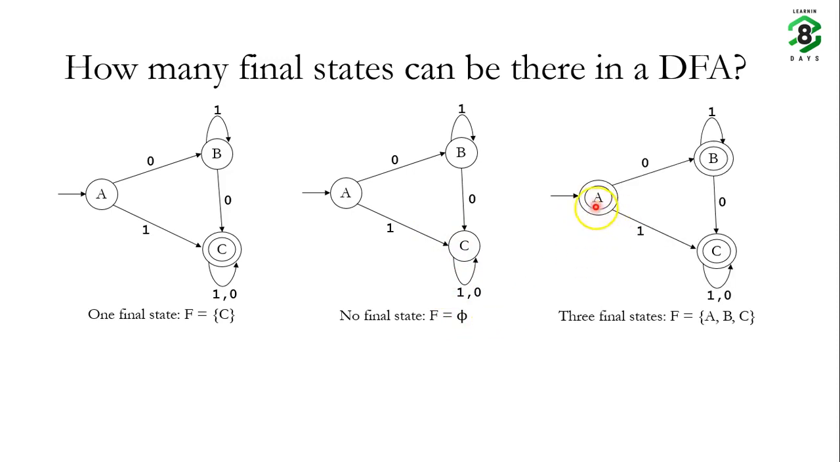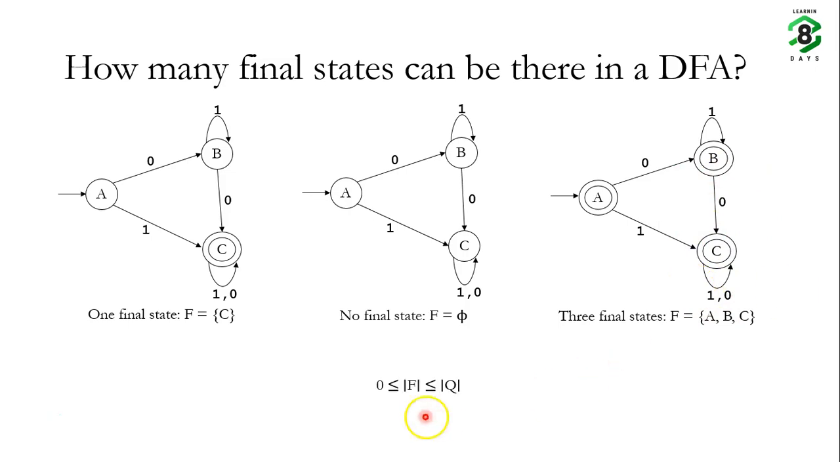Then it is possible also for the machine to have all its states as final states. So in this machine, there are three states A, B, C, and all of them are final states, which means that the machine will accept all possible strings constituted from the input alphabet, or a universal set of strings.